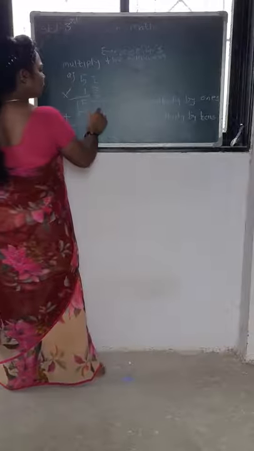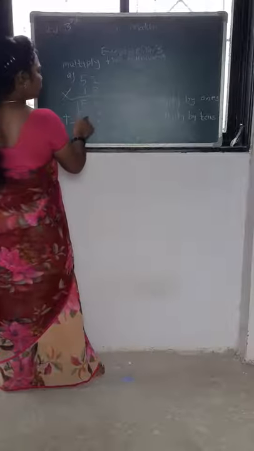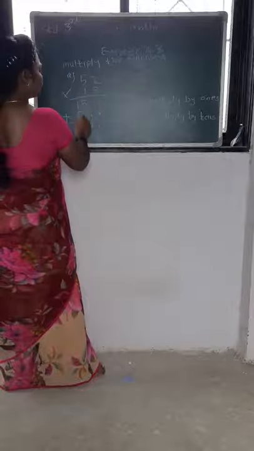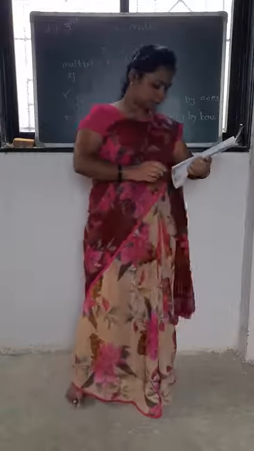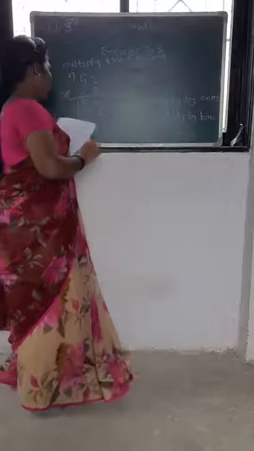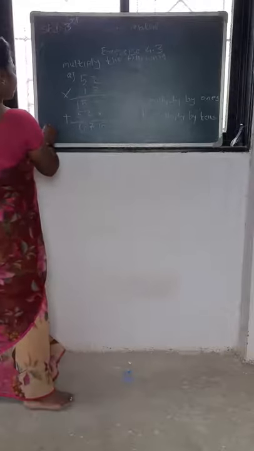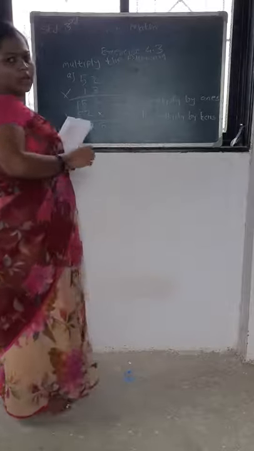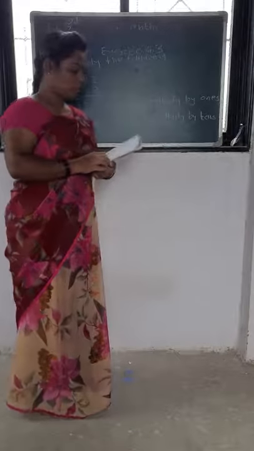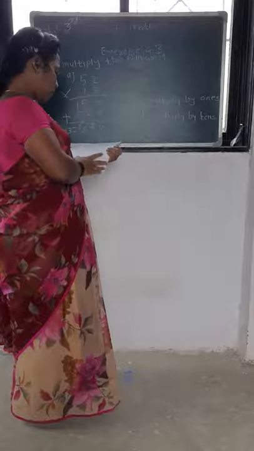Then the multiplication is 6 as it is. 5 plus 2 is 7 and 1 plus 5 is 6. This is the example. The multiplication 52 multiplied by 13 is equal to 676.